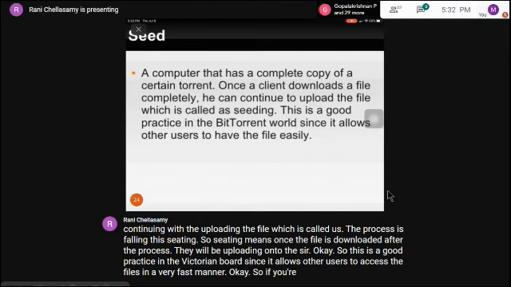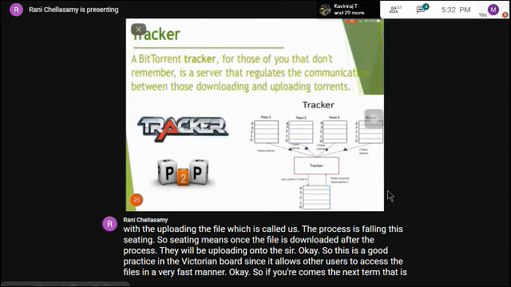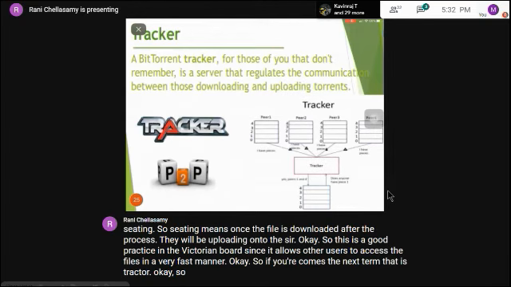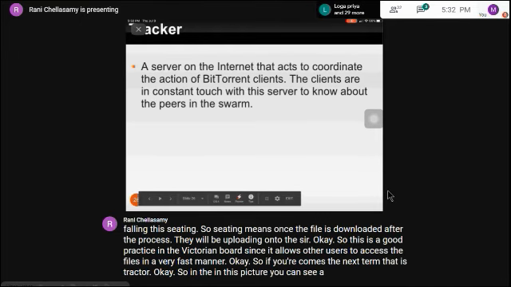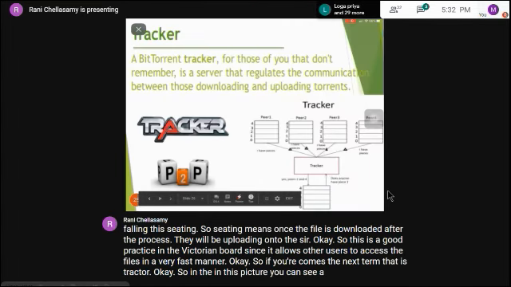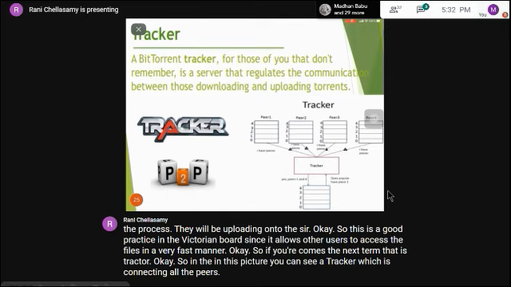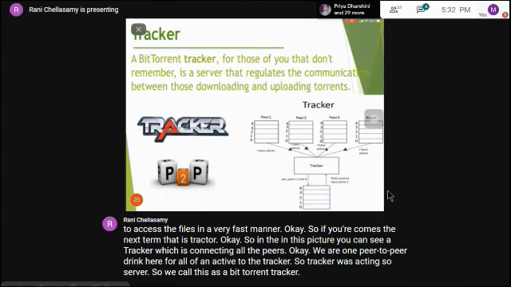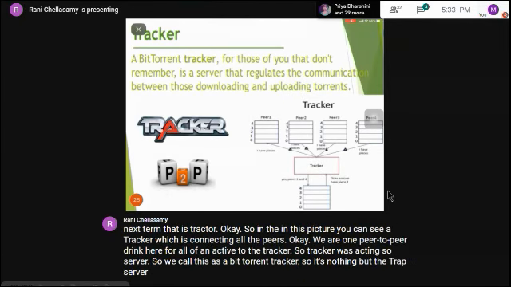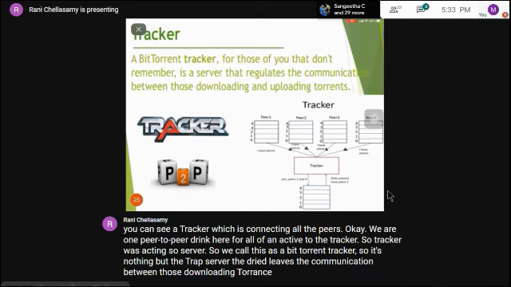Okay, so here comes the next term, that is tracker. Okay, so in this picture you can see the tracker, which is connecting all the peers. Peer 1, peer 2, peer 3, peer 4, all are connected to the tracker. So tracker is acting as a server. So we call this a BitTorrent tracker. It's nothing but a server that regulates the communication between those downloading torrents and the uploading torrents.